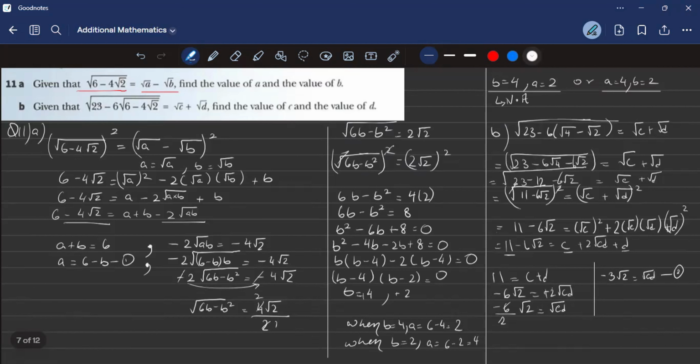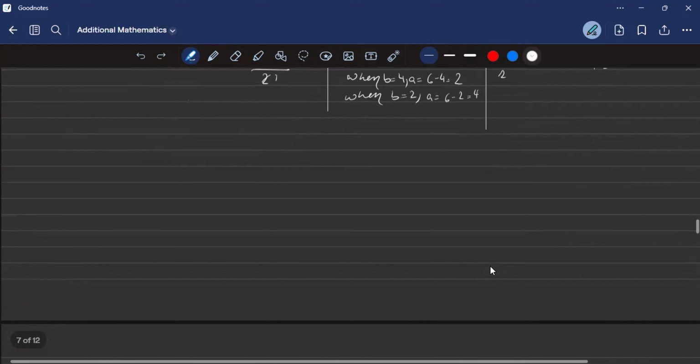This is equation number 2. 11 is equal to c plus d, and we've got d is equal to 11 minus c. This is equation number 1, which we have derived out of this one. Okay, I hope that's clear. I'm going to continue this in the lower part.